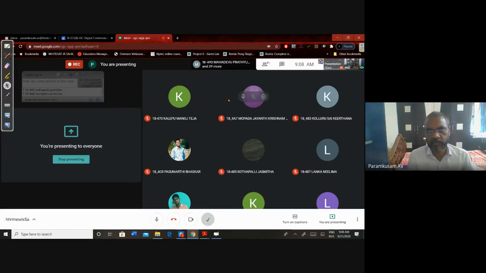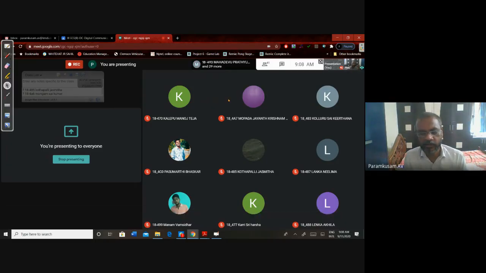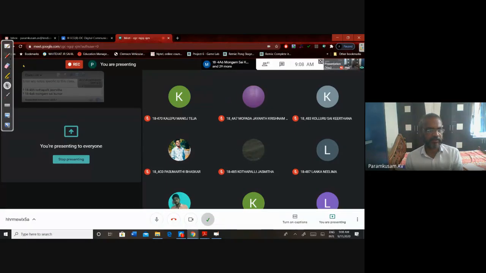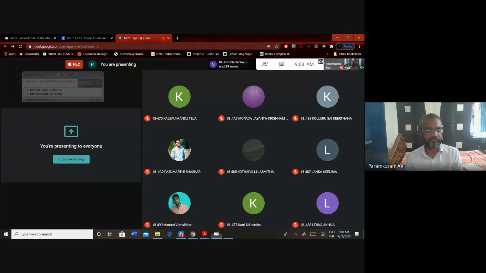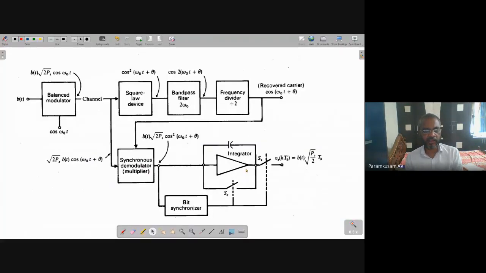Okay, we continue the section. We continue the topic binary phase shift key that we have discussed in the previous class. Previous class lo discuss chesindi, మనం ఒకసారి కంటిన్యూ చేద్దాం. This is the block diagram of binary phase shift key. Block diagram of binary phase shift key.